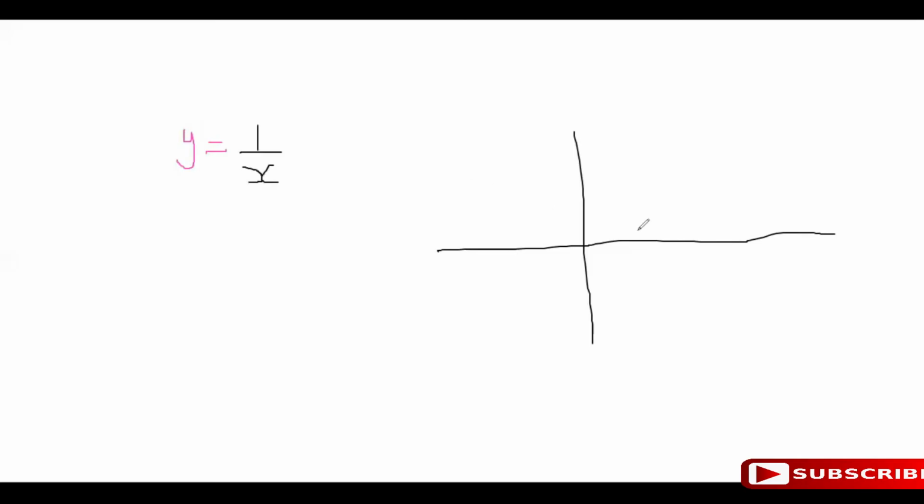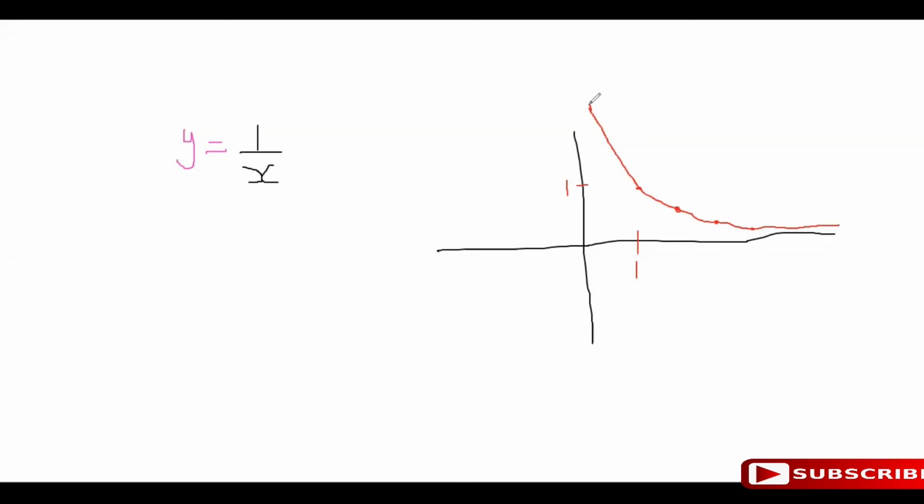When x is something like 1, we get that y is 1. So let's say 1 is right here. When x is 2, y is a half. When x is 3, y is a third. When x is 4, y is a quarter. And so what we notice is this is how the function is looking. It's never going to touch the y-axis and it's never going to touch the x-axis. That's for y equals 1 over x.